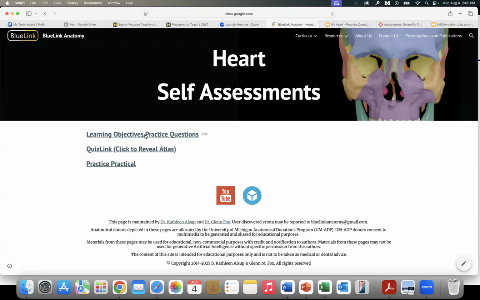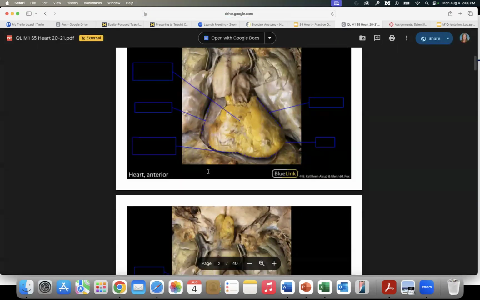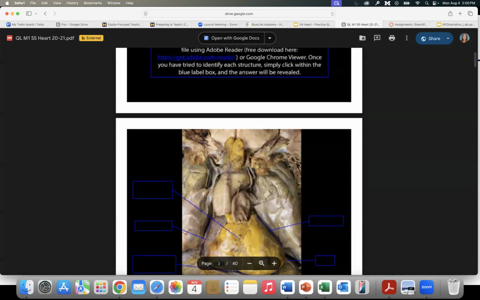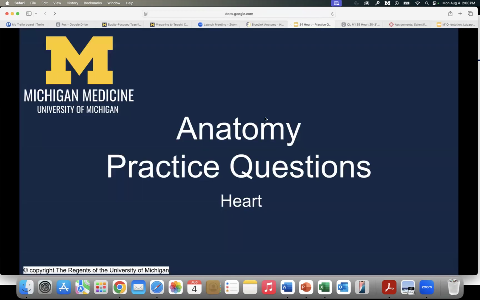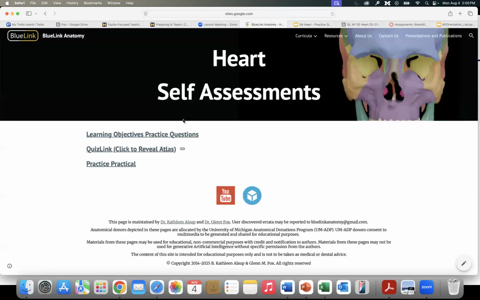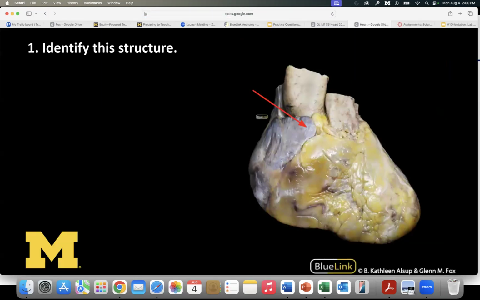That would be under the learning objective practice questions. We also have a quiz link, which is just basically that same BlueLink Atlas image, but it is click to reveal. So you would download this PDF in order to see that. And then last but not least, we have a practice practical. And these are actually a little bit harder than what the actual practical would be like.